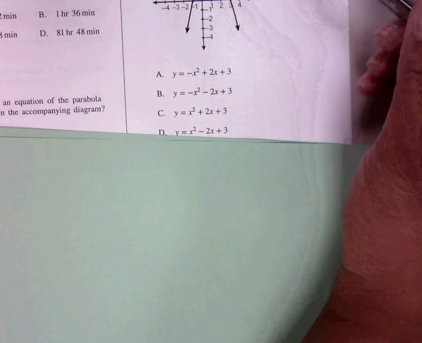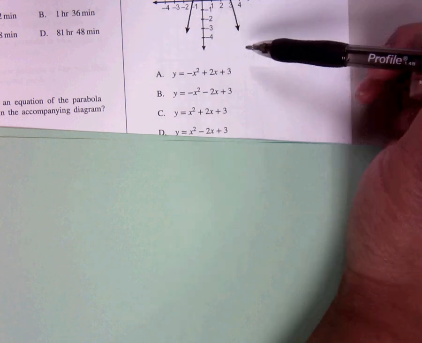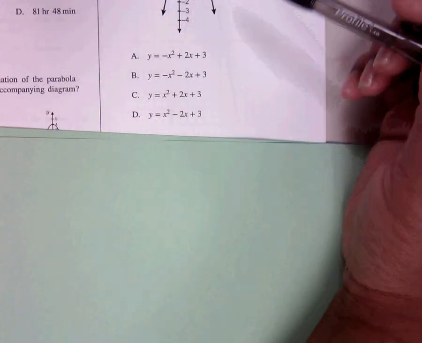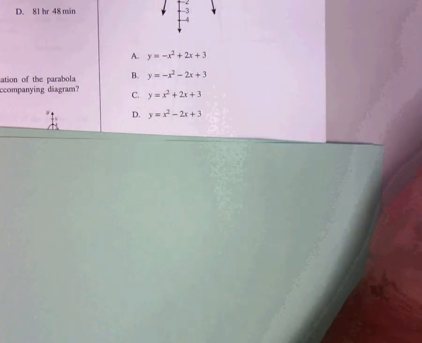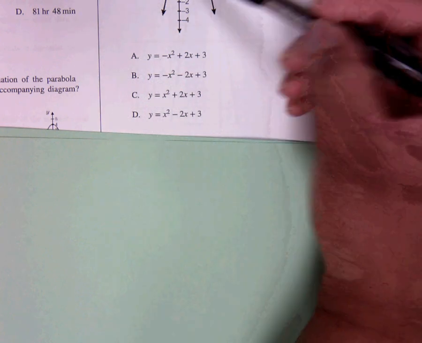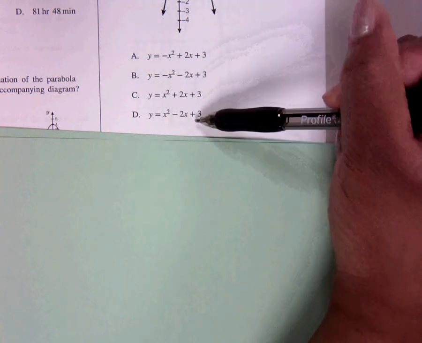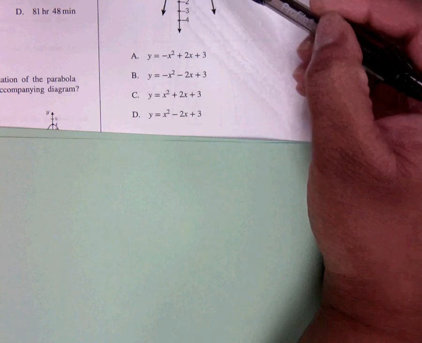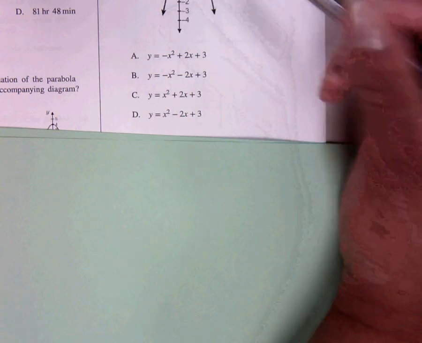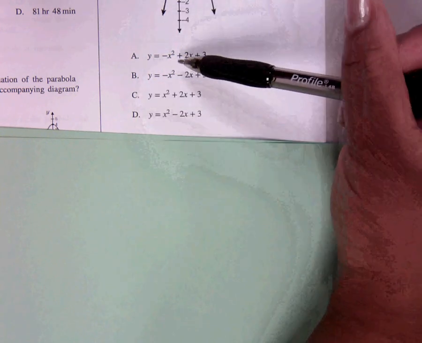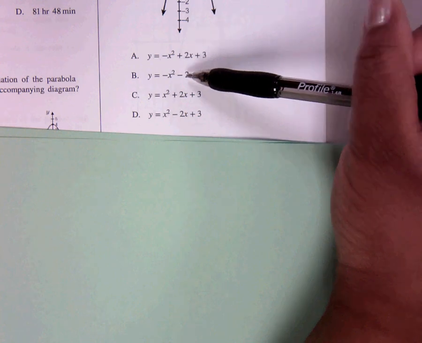Okay, moving on to 13. Which is an equation of the parabola shown in the accompanying diagram? Okay, so without using the calculator, there's the y-intercept at +3. They all have +3. Again, this graph is pointing which way? Down. So that eliminates C and D. So I can type in either A or B to see which one is the answer.